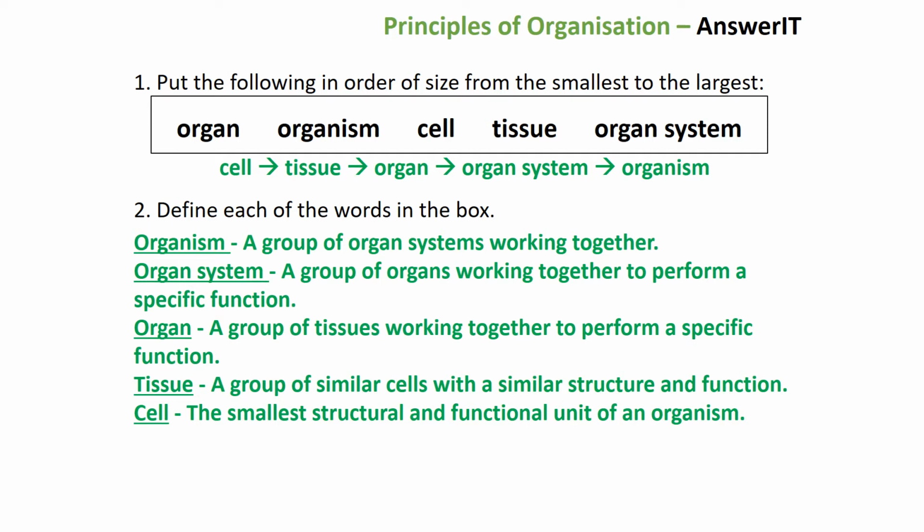Trickier one is defining each of the words. So yours won't be exactly the same as this, but words to the effect of: An organism is a group of organ systems working together. An organ system is a group of organs working together to perform a specific function. An organ is a group of tissues working together to perform a specific function. So you can see there's a trend here in words that we need to use. And tissue is a group of similar cells with a similar structure and function. And cell is the smallest unit of an organism.